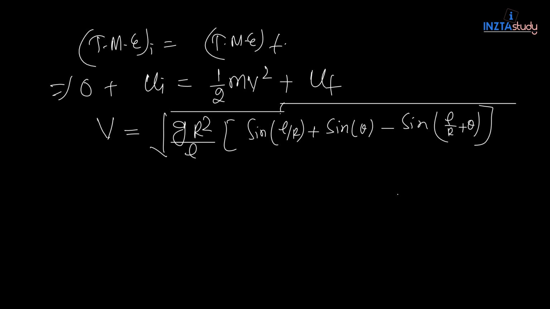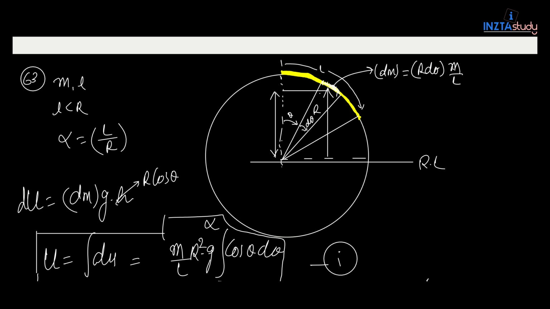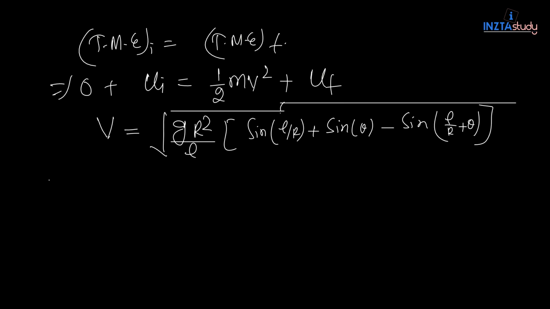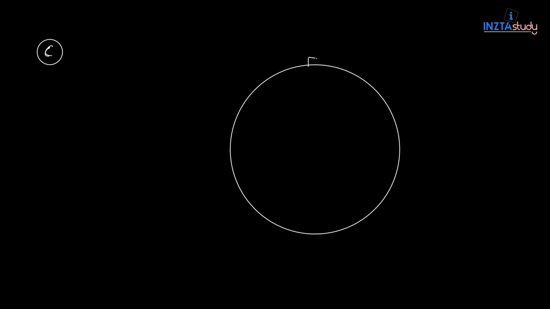Now what is the force that was acting when it was kept like this in the initial position? Let me calculate that. So that is part C. Suppose this was the position and the chain was hanging like this. Now at different locations, the directions of the forces are different.